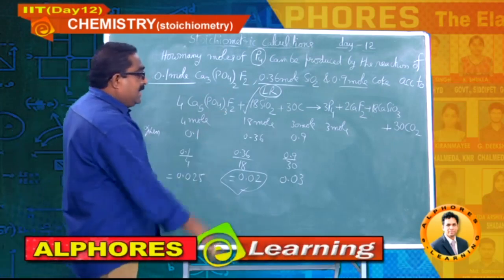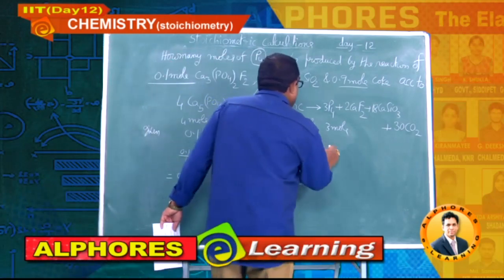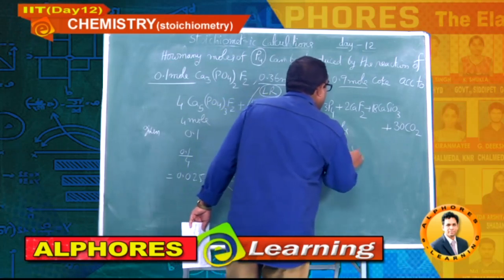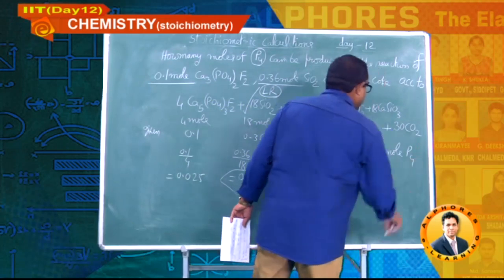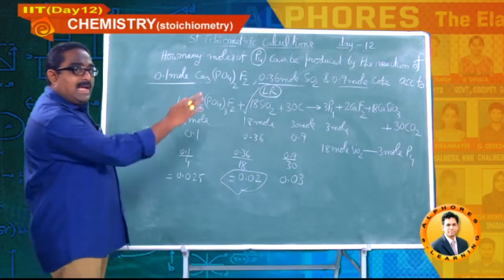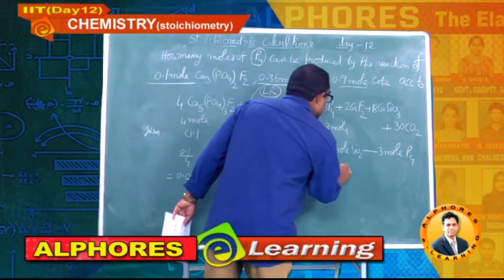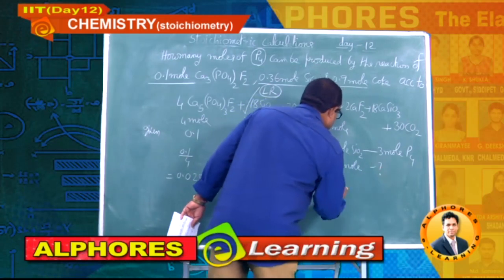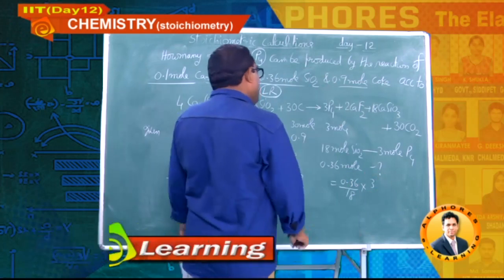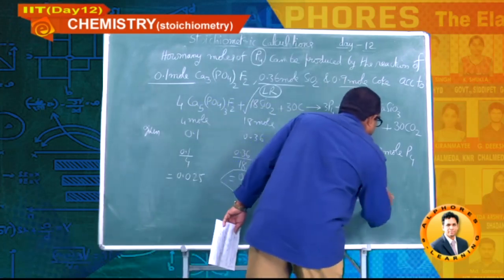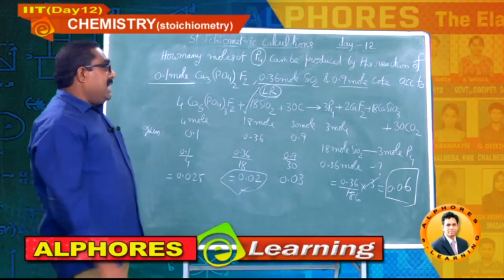I can simply calculate. Okay. Write down. 18 mole SiO2 gives 3 mole P4. 18 mole silica gives 3 mole. But this time silica has given us 0.36 mole. What is our answer? 0.36 by 18 into 3. So your answer is 0.06 mole. That is the answer.